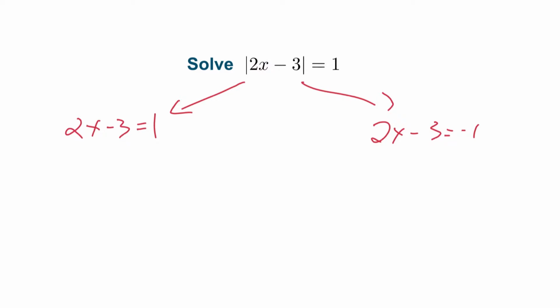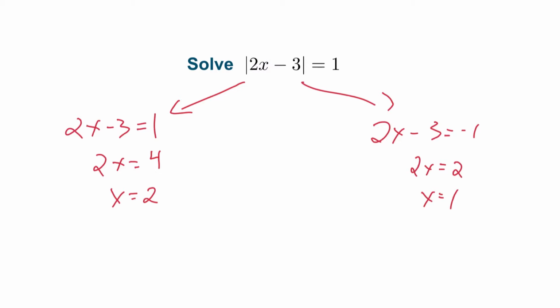Once I take the absolute value, they'll both give me 1. So I solve these separately. So here I have 2x equals 4, so x equals 2. And here I have 2x equals 2, so x equals 1.